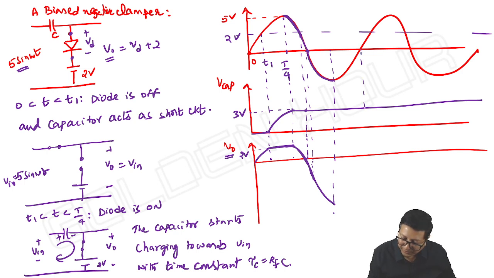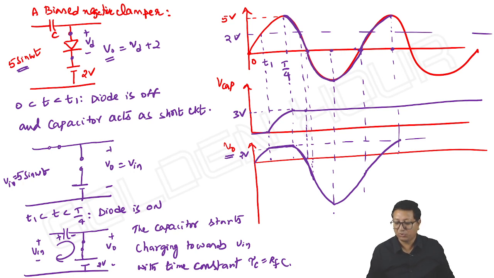Next, from this point to this point, input is rising by 5, output also rises by 5. Next, from this point to this point, input is rising by another 5. Output also rises by another 5 volts, up to 2 volts only, right? And next it continues.